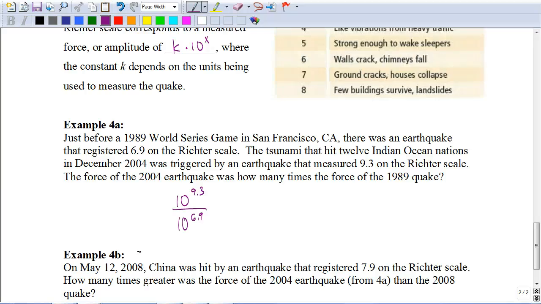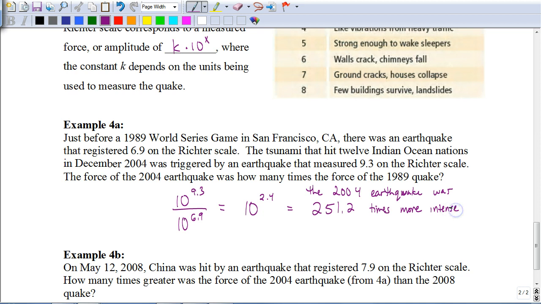Do that on your calculator. Or we can even simplify this because the bases are the same, so we can subtract the exponents. So these are equivalent to 10 to the 2.4 power. When you do that on your calculator, you get 251.2. So that means the 2004 earthquake was 251.2 times more intense than the 1989 quake.